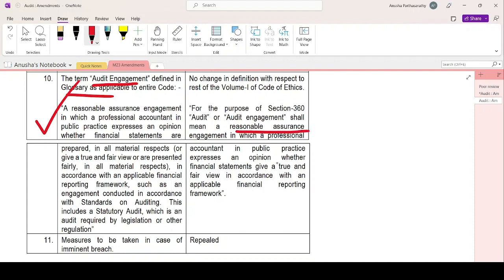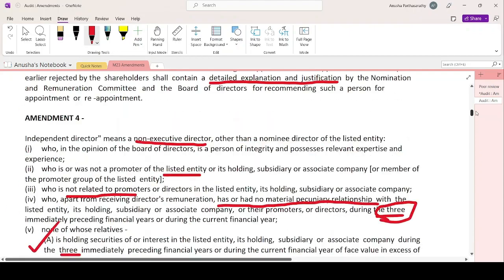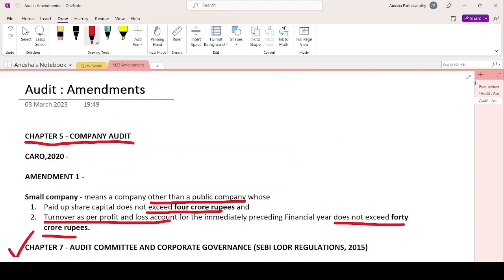But for the purpose of section 360, audit or audit engagement shall mean a reasonable assurance engagement in which a professional accountant in public practice expresses an opinion on whether the financial statements give a true and fair view in accordance with the applicable financial reporting framework. This is the definition we have already learned, which has been newly included. Imminent breach, this measure has now been repealed. So with this we covered all the amendments in the CA Final Audit, which are applicable to the May 2023 examination.